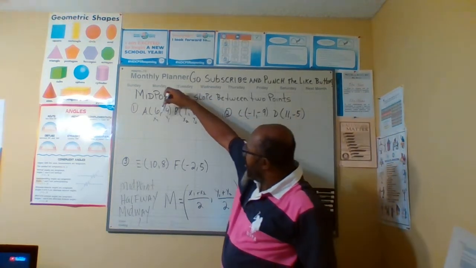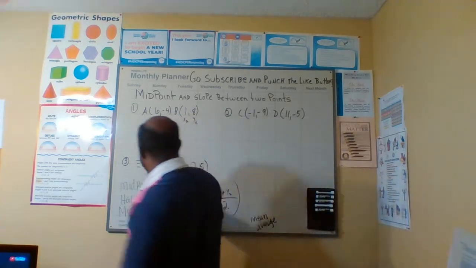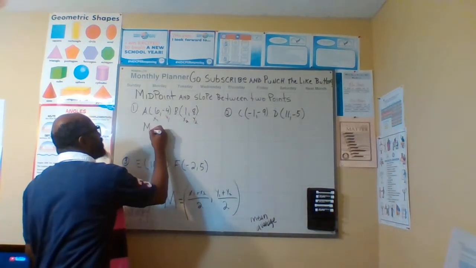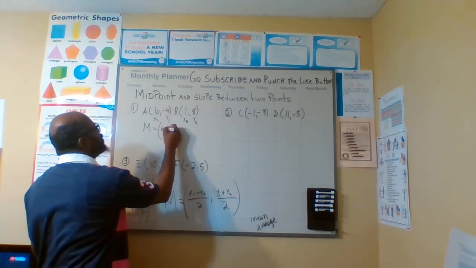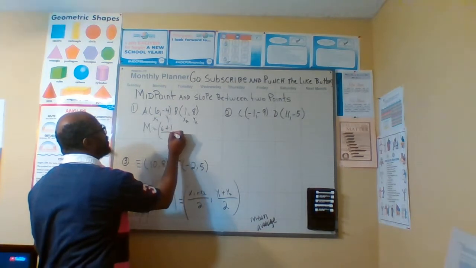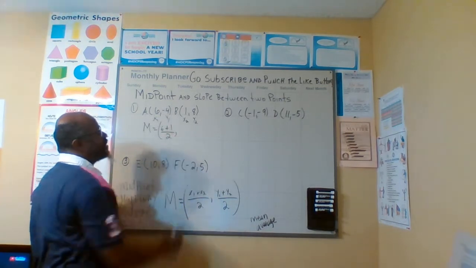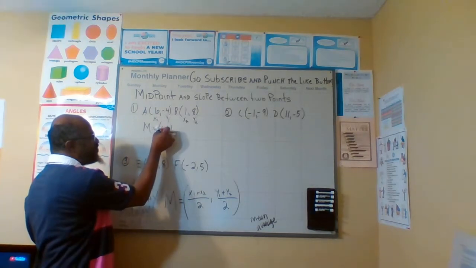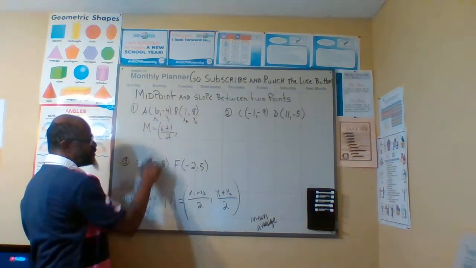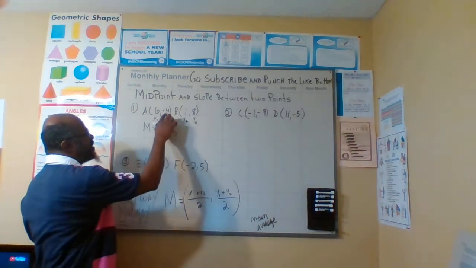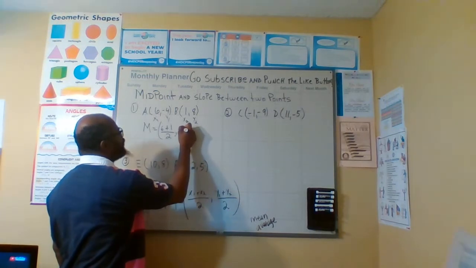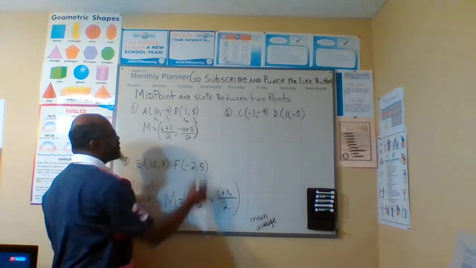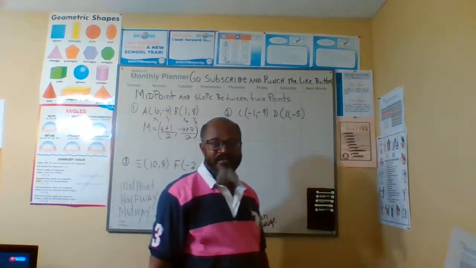Since I already labeled my x1, I know M for midpoint is equal to x1, in this case 6, plus 1, divided by 2. So I'm taking the sum of the x coordinates and dividing by 2. I'm going to do the same thing with the y coordinates: y1, which is negative 4, plus 8, divided by 2. So I'll set it up.